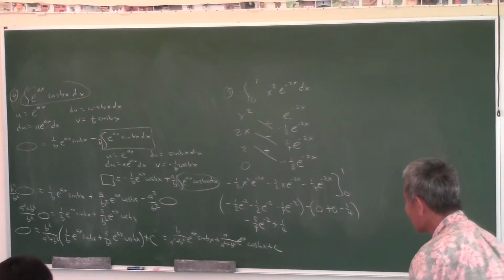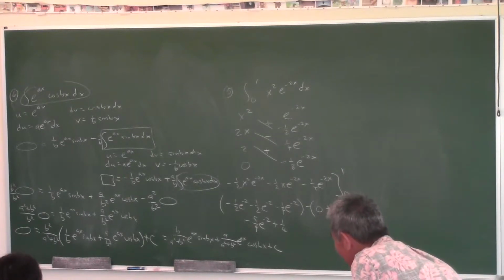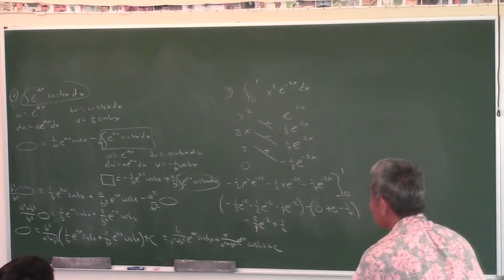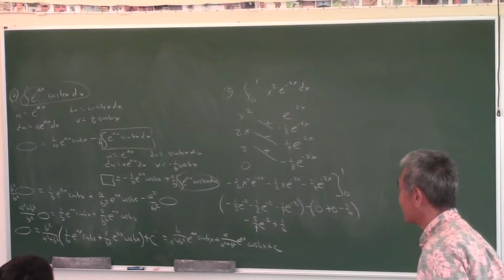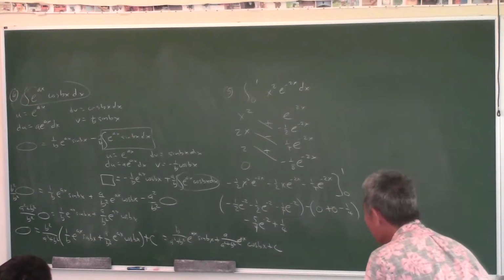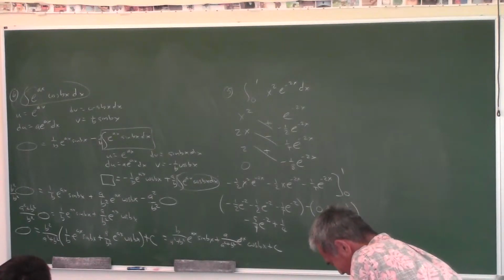Okay, let me write down this answer. So on the test, what I'm going to do, change it to e to the ax sine bx, yeah? And what's going to happen? All hell's going to break loose. Park?